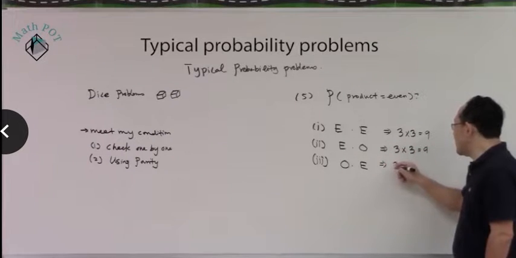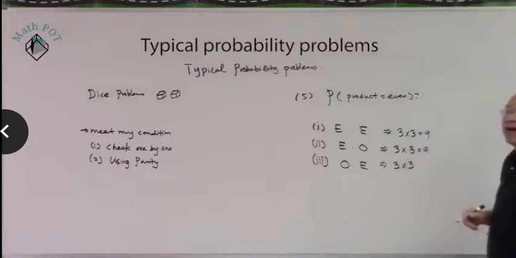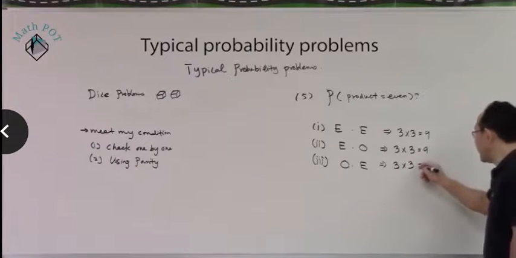How about the first number is odd? Of course, we have 3 ways. So the next number is even. Of course, we also have 3 ways. Multiply together is 9.